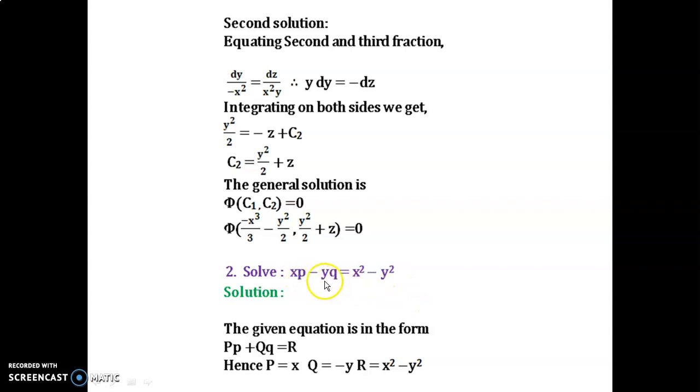Again here power of p and power of q, that is degree of p and q is 1. So we will solve by using Lagrange's method.